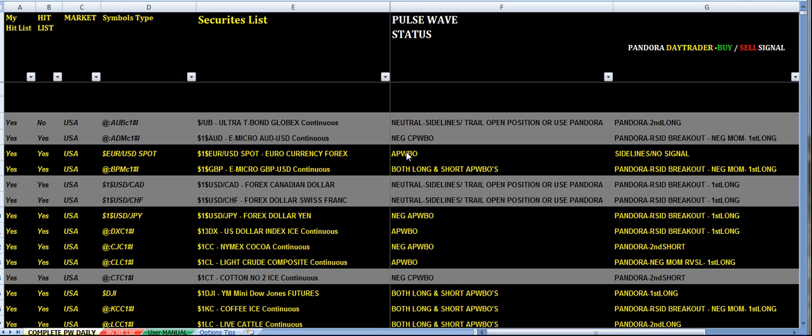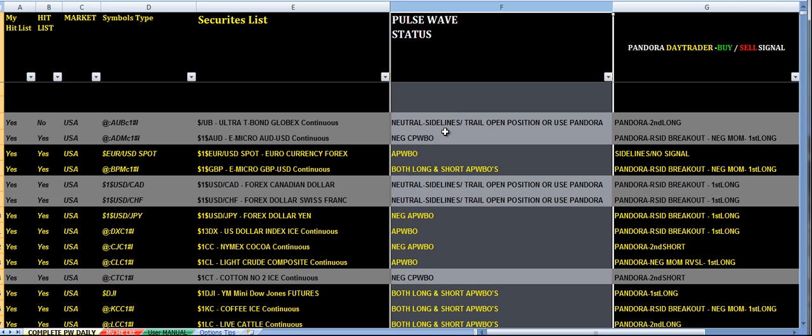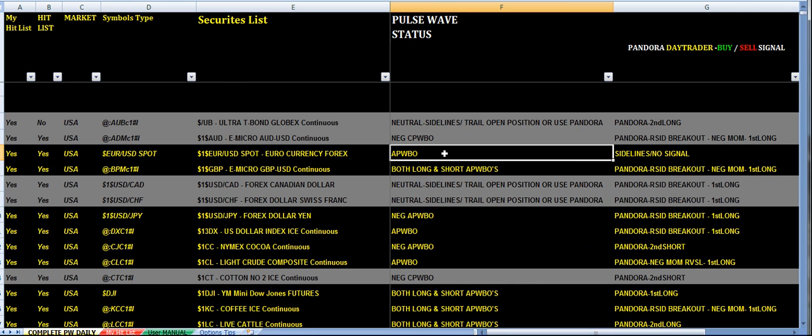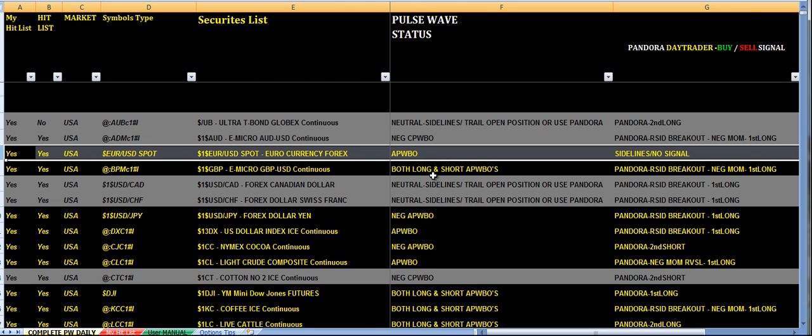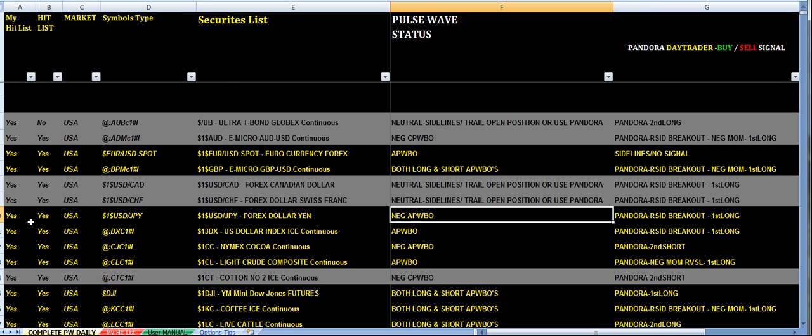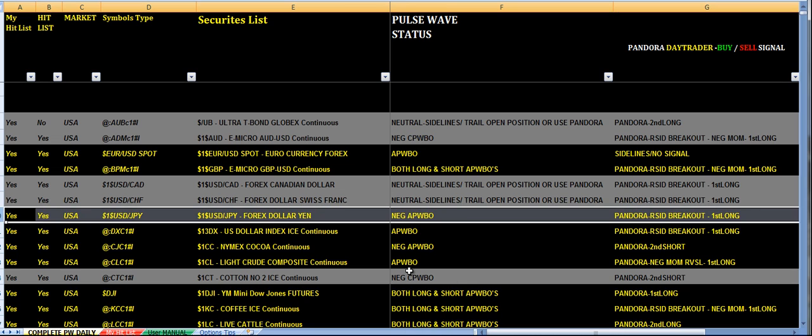For instance, in column F, which is the pulse wave signals, let's use an example here in the euro. You see right here, APWBO, that's an aggressive pulse wave entry. So that's a buy signal saying that a pulse wave is developing and you want to buy that. Likewise, if you see a negative APWBO, such as in the Japanese yen, that is a pulse wave signal to sell short.